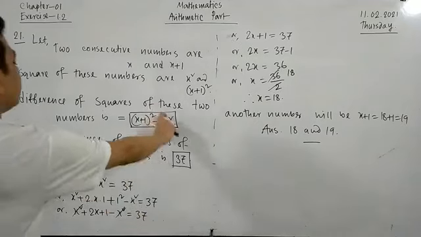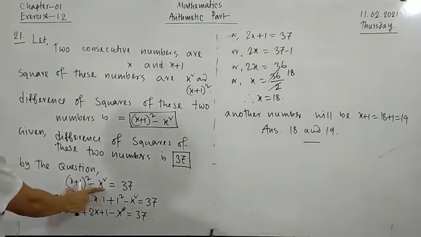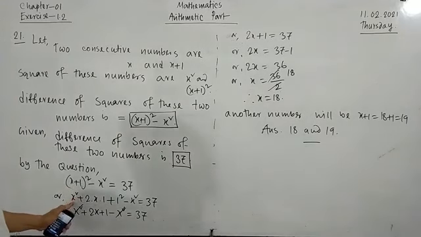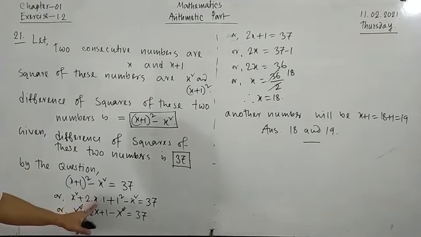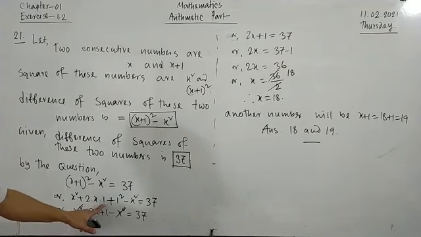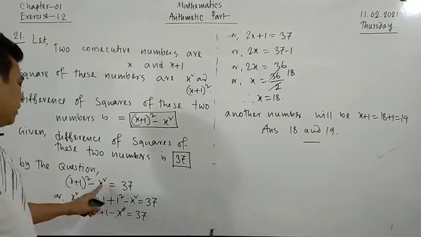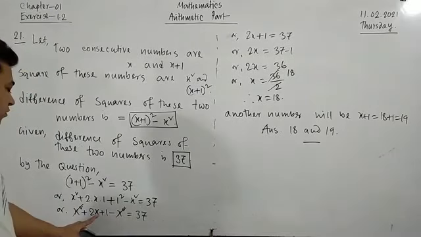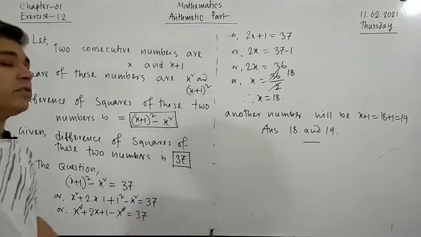So we can write this difference and this difference is the same, so this part and this part we can write as equal. x plus 1 whole square equals... we can easily use the a plus b whole square formula. What is the a plus b whole square formula? A square plus 2ab plus b square. In place of a it is x, and b is 1. So x square plus 2x plus 1, and x square minus x square is gone. Here it is 2x plus 1 equals 37.